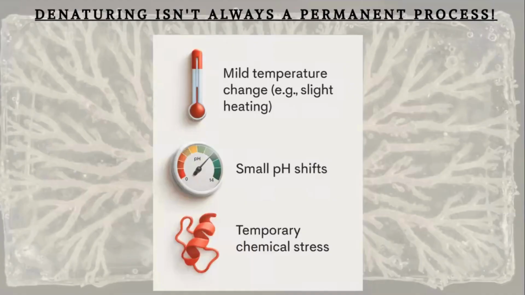So when we talk about denaturing, it's not always a permanent process. Sometimes you can have mild temperature changes, so slight heating that can allow for denaturing, but then eventually the enzyme can go back. Small pH shifts, for example, if you have an enzyme in the stomach and all of a sudden it is not as acidic and becomes a basic environment and then goes back down to acidic, sometimes that isn't permanently damaging the enzyme itself. This also includes temporary chemical stress that can influence the behavior of that enzyme.